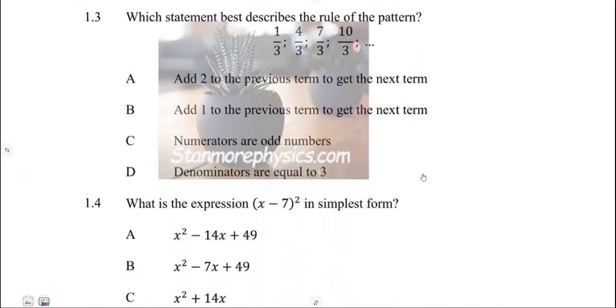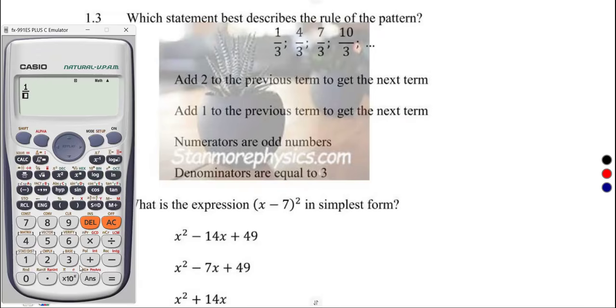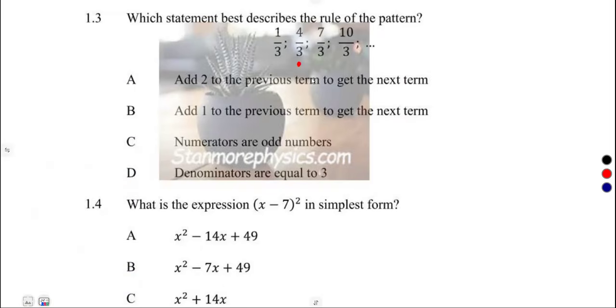Number 1.3. Which statement best describes the rule of the pattern? We have a pattern here that we're given: 1 over 3, 4 over 3, 7 over 3, and so on. Here they're saying add 2 to the previous term to get the next term. Is that possible? 1 over 3, then let us add 2. It is going to give us 2 and 1 over 3, which is the same as 7 over 3. This is wrong. The next term is 4 over 3. So this one is wrong.